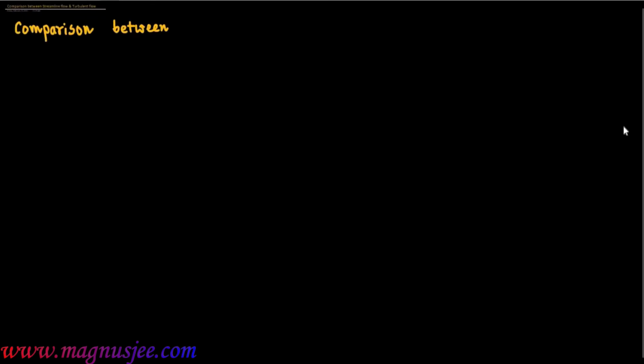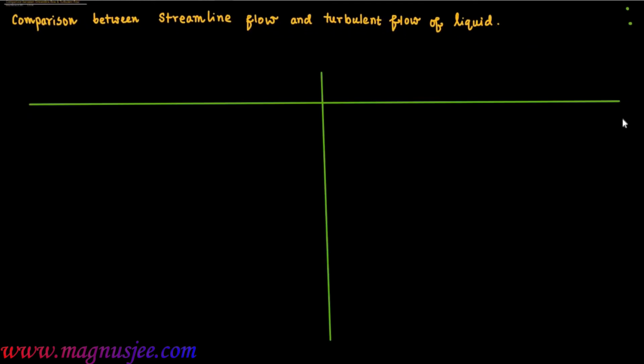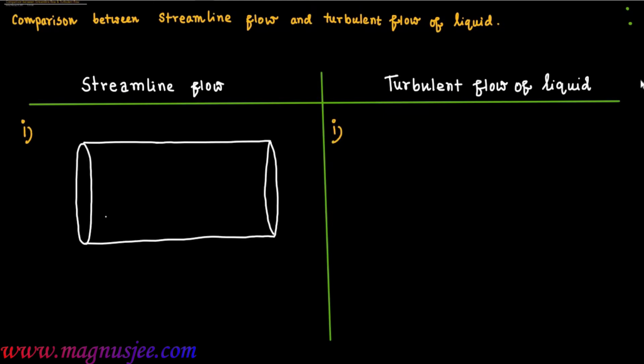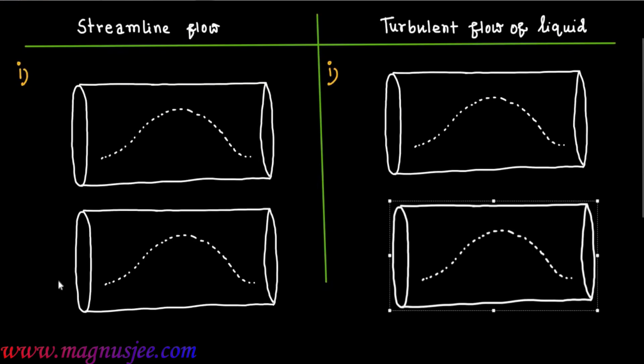Comparison between streamlined flow of liquid and turbulent flow of liquid. Left hand side we can write streamlined flow, and right hand side we can write turbulent flow of liquid. This is the streamline in a tube, streamline along which the particles of liquid travel. On this streamline we can denote 3 points A, B and C.